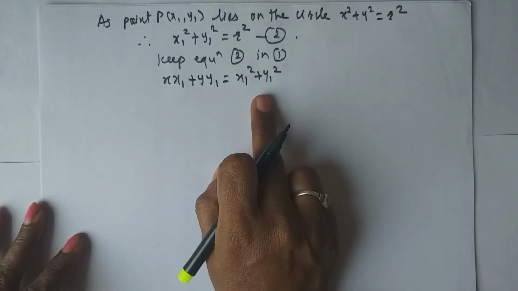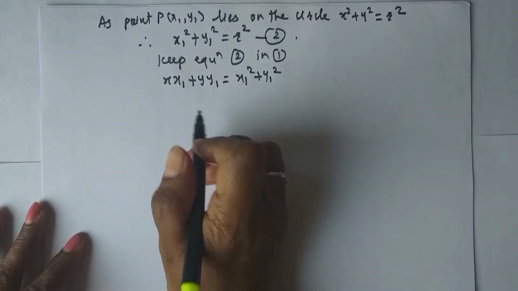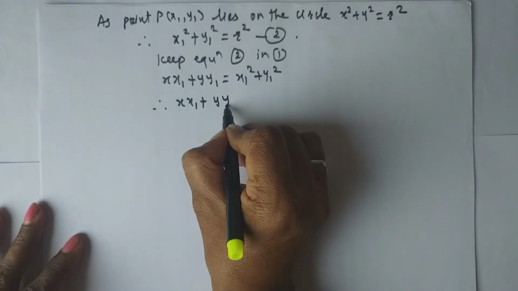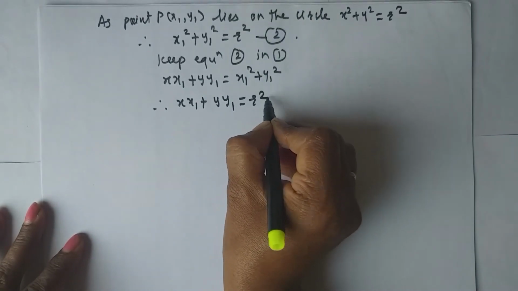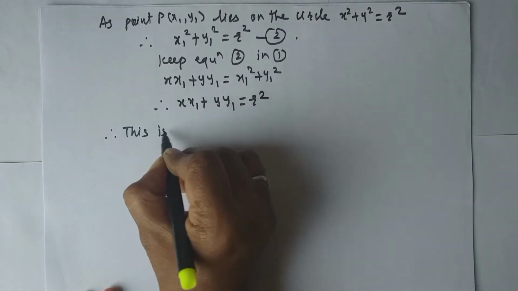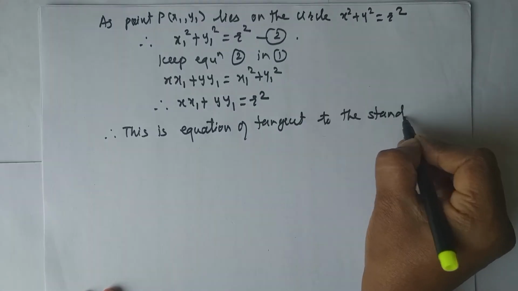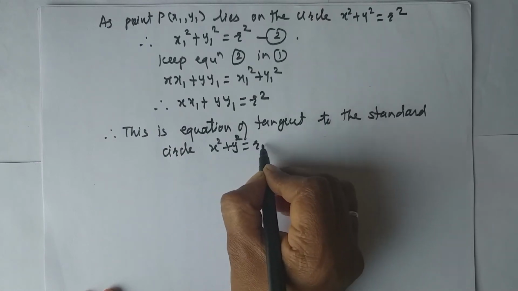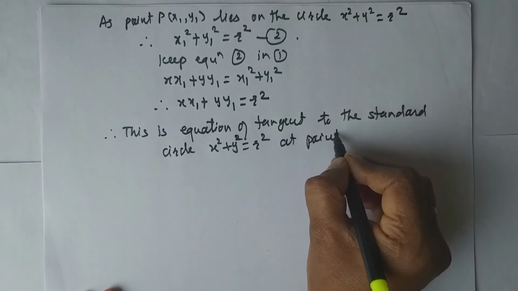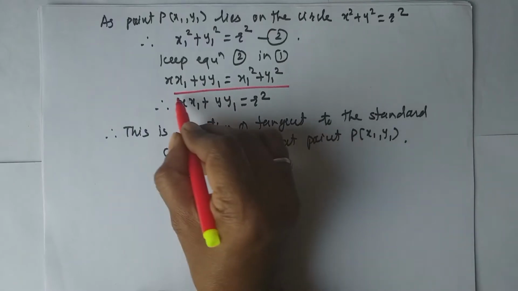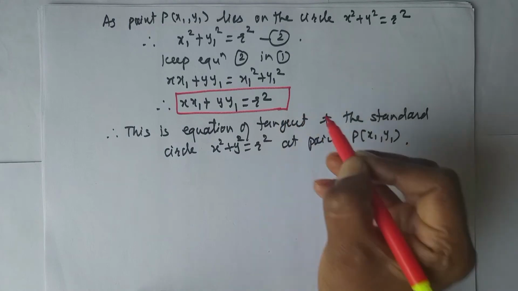I will keep the value of x1 square plus y1 square as r square in this equation. Therefore, this equation becomes xx1 plus yy1 is equal to r square. And what is this? This is nothing but the equation of tangent to the standard circle. Therefore, this is the equation of tangent to the standard circle x square plus y square is equal to r square at point P x1 y1. Okay, this is your equation of tangent to the standard circle.